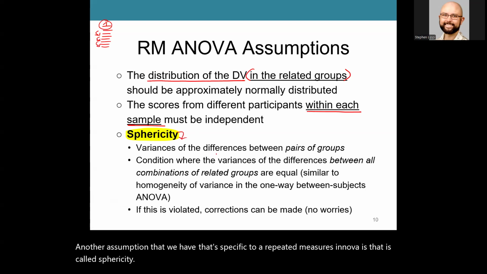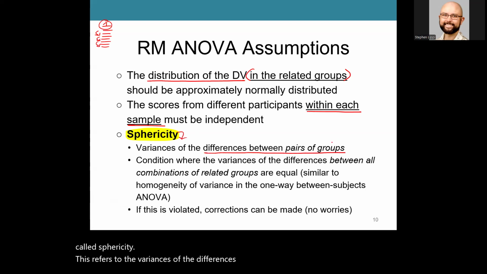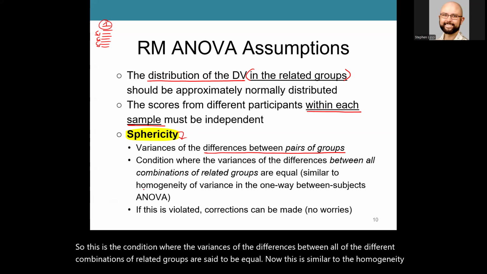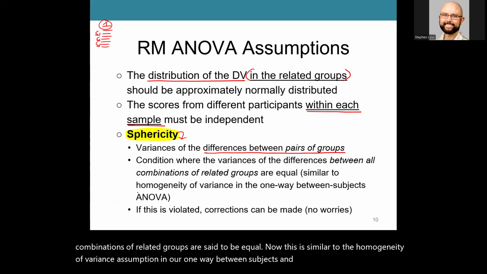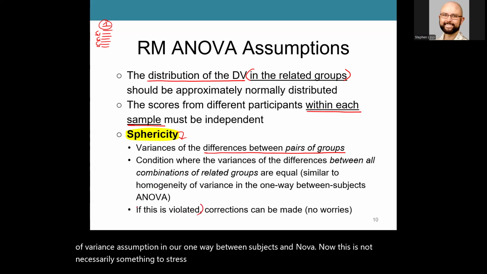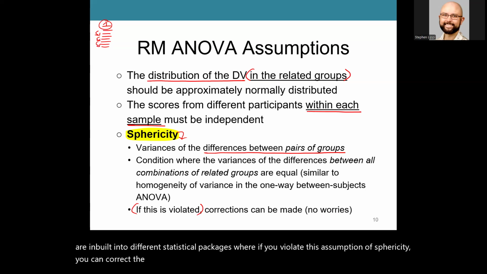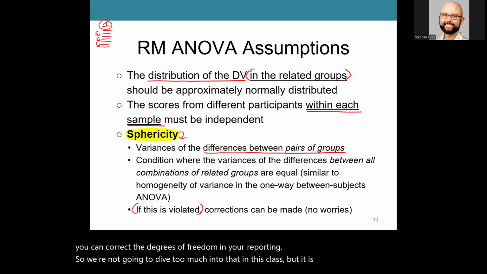This refers to the variances of the differences between all of our different pairs of groups. So this is the condition where the variances of the differences between all of the different combinations of related groups are said to be equal. Now, this is similar to the homogeneity of variance assumption in our one-way between subjects ANOVA. This is not necessarily something to stress about. If this is violated, corrections can be made. Those are built into different statistical packages, where if you violate this assumption of sphericity, you can correct the degrees of freedom in your reporting. We're not going to dive too much into that in this class, but I just want to at least make you aware of it.